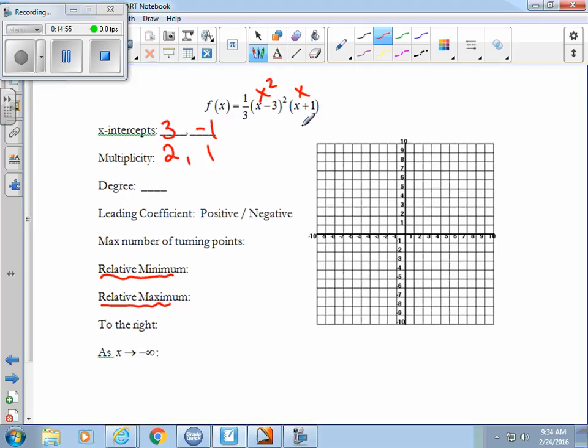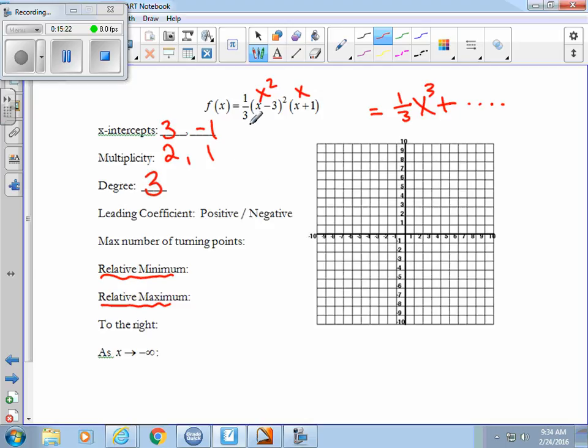And what is x squared times x? X cubed. So the degree is 3. If I were to multiply this out, my leading term would be 1/3 x cubed. I don't need to know anything else. That's all I need to know. Does everyone know how I got that? You just multiply the different degrees.